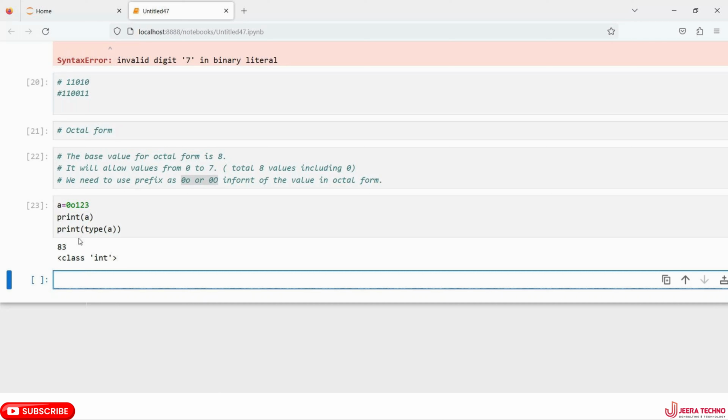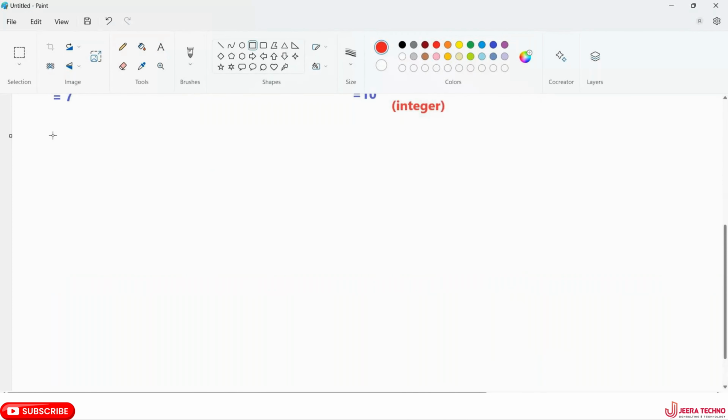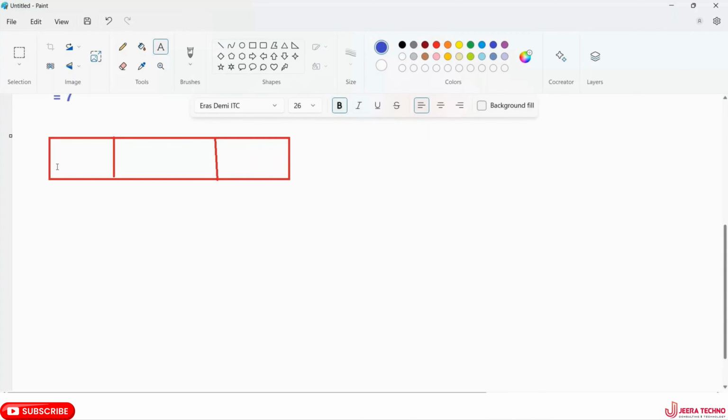What you are going to get is 83. How you are going to get it? Let me calculate. Later you do much practice, guys, just for understanding. Now what is the value we have? 1 2 3, right? So let's say this is 1, this is 2, and this is 3. Now it starts from 0, from 1, from 2.